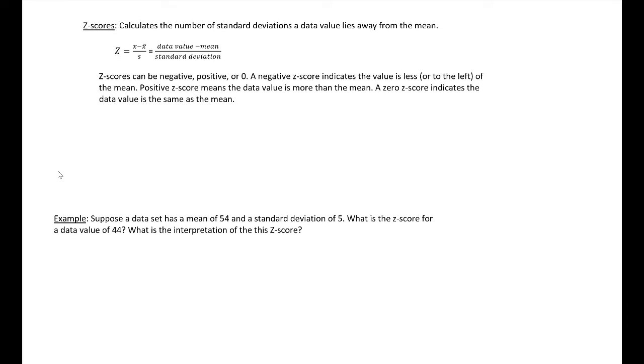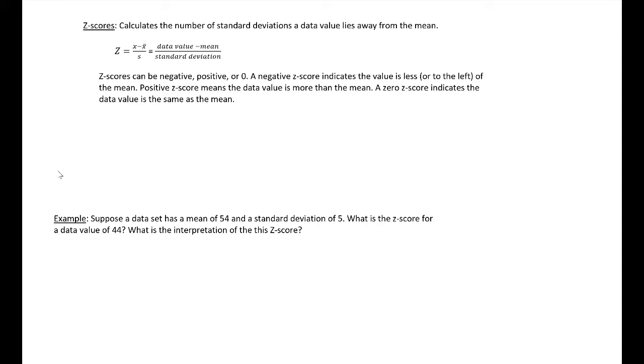All right, so the next topic, the last topic, will be the concept of z-scores. A z-score is a measurement of how many standard deviations a data value is away from the mean. So the z-score tells you how many standard deviations a particular data value is away from the mean. And the way we calculate that is you take your data value, subtract away the mean, and divide it by your standard deviation. A quick note, z-scores can be negative, positive, or 0. They can be any real number.